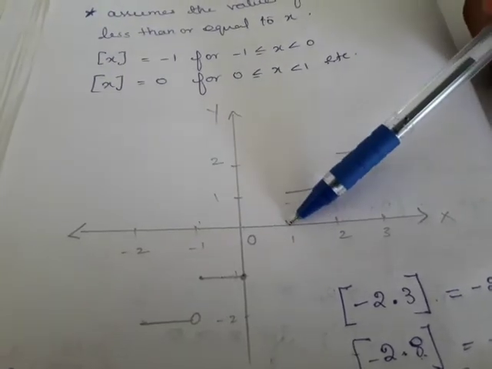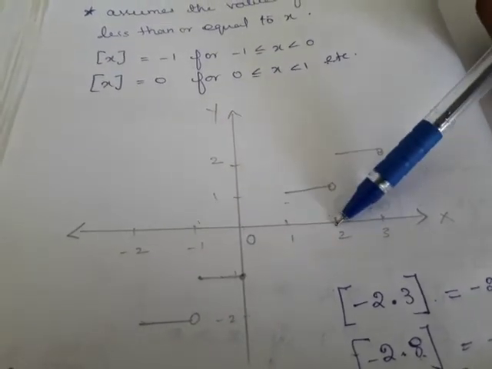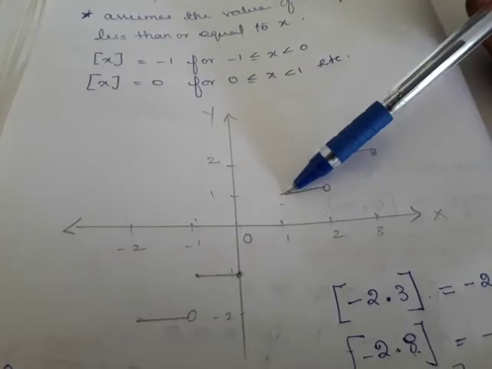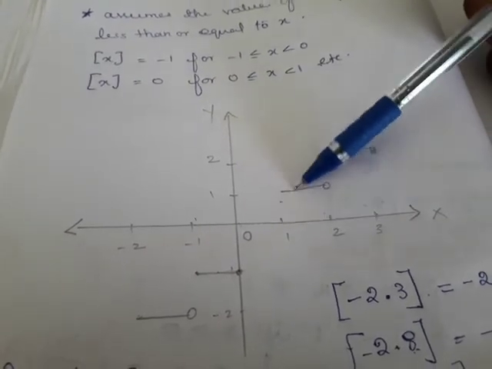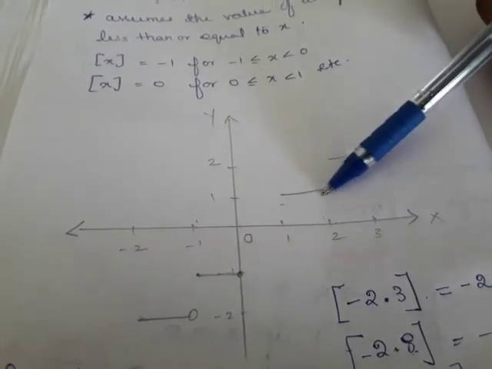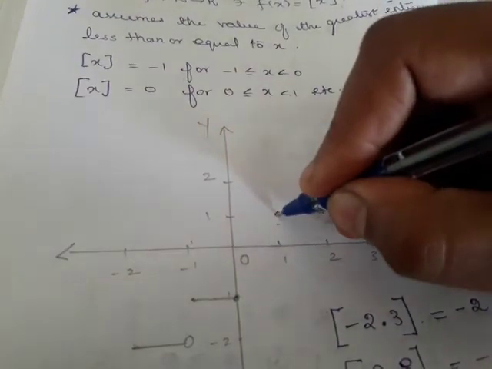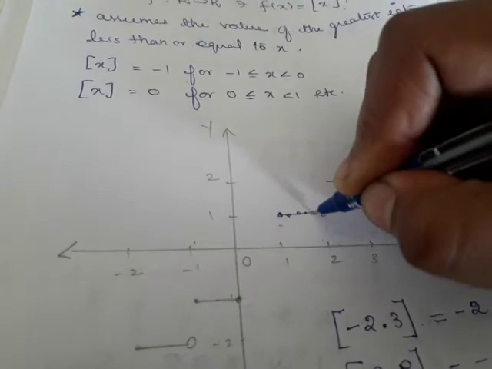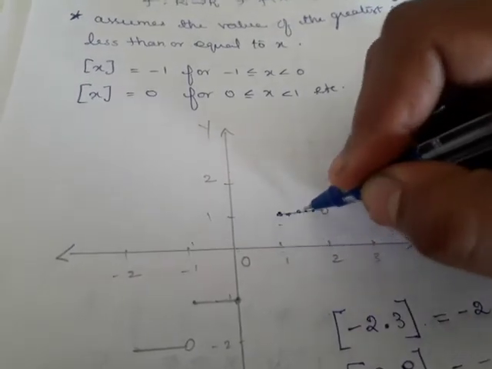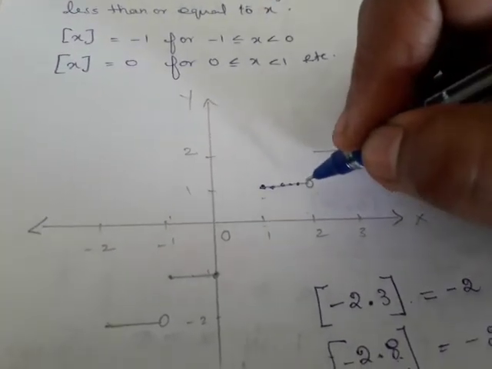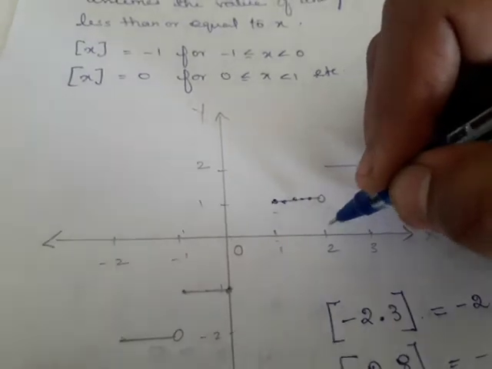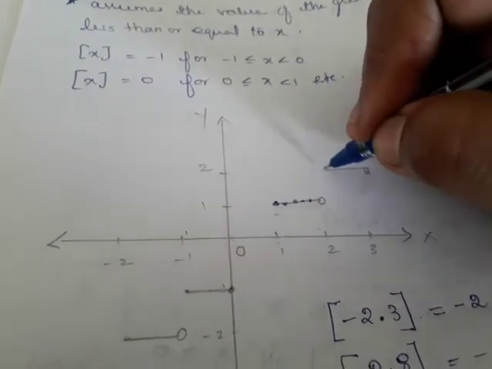If you take any value between 1 and 2, we will be plotting at 1 only. All the plottings will come here. That's why they have drawn it like this, but not inclusive of 2. When it starts with 2, we will move on to 2.